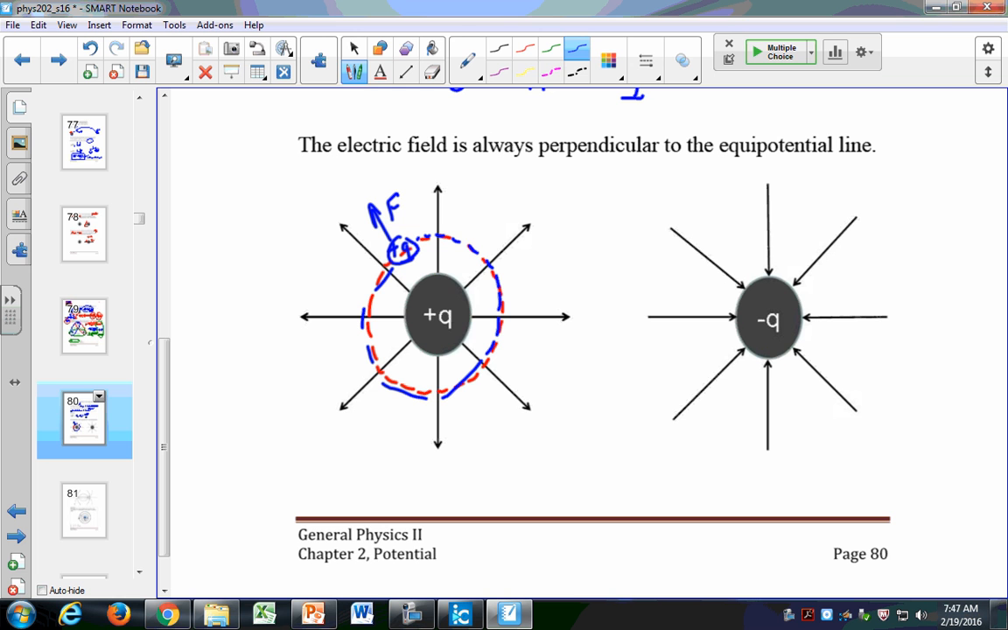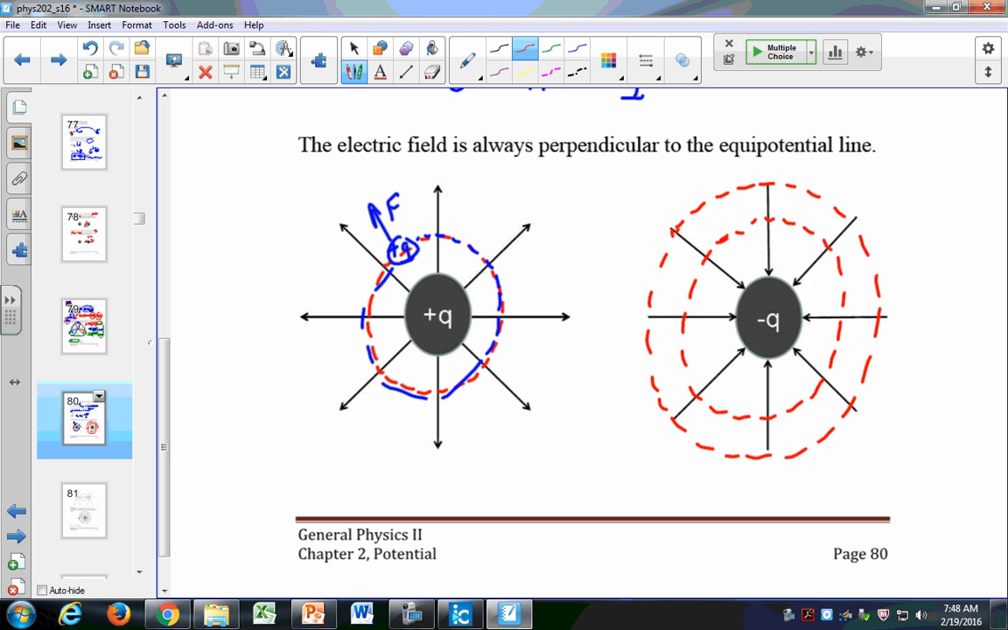In a similar way, whether the electric field is into or out of the charge, your equipotential line will still be perpendicular. And you can have numerous equipotential lines. In reality, you have an infinite number of them. It's like a topographical map, where you have lines that represent certain elevations. These are lines just like on a topographical map, but they represent different potentials.